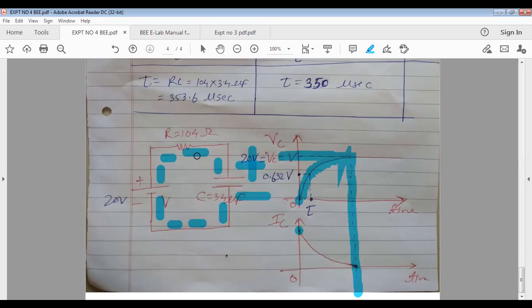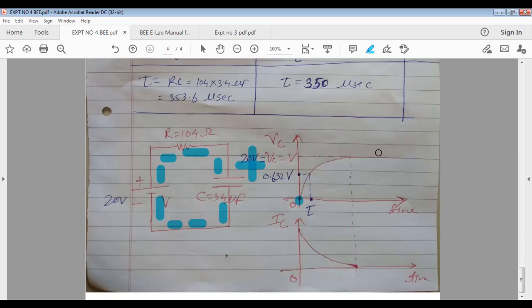And initially, what is the equation for current here? I equals (V minus VC) upon R. So at start VC is 0, that's why current is maximum, V by R. Then as VC increases, current starts to decrease. And the moment VC becomes equal to V, current becomes 0.